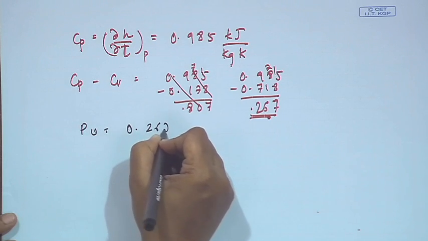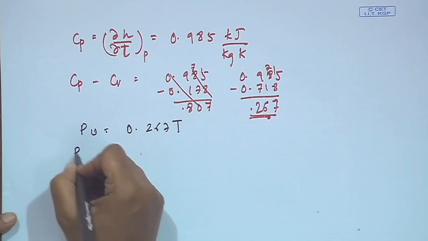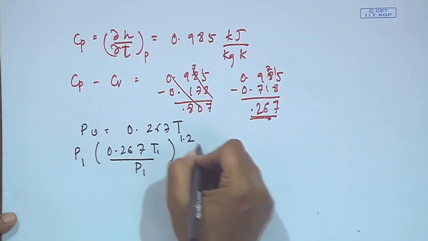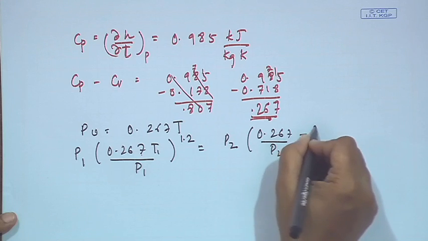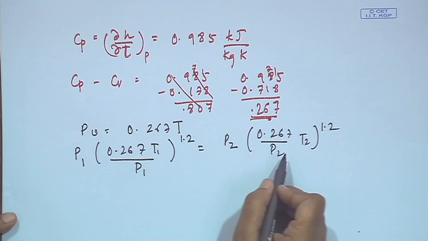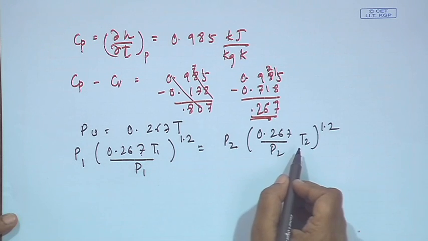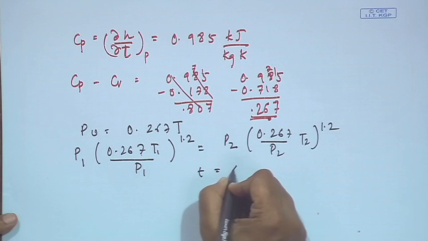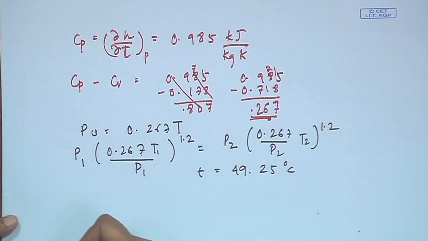We know that PV equals to 0.267 into capital T, say. Okay, I just make it for convenience. So, P1 times (0.267 T1 by P1) to the power 1.2 should be equal to P2 times (0.267 T2 by P2) to the power 1.2. So, by this equation I could actually relate the pressure and temperature of state 1 to the pressure and temperature of state 2. I can solve this out and I can find out the temperature T2, it comes out to be 49.25. The temperature in degree centigrade comes out to be 49.25 degree centigrade.